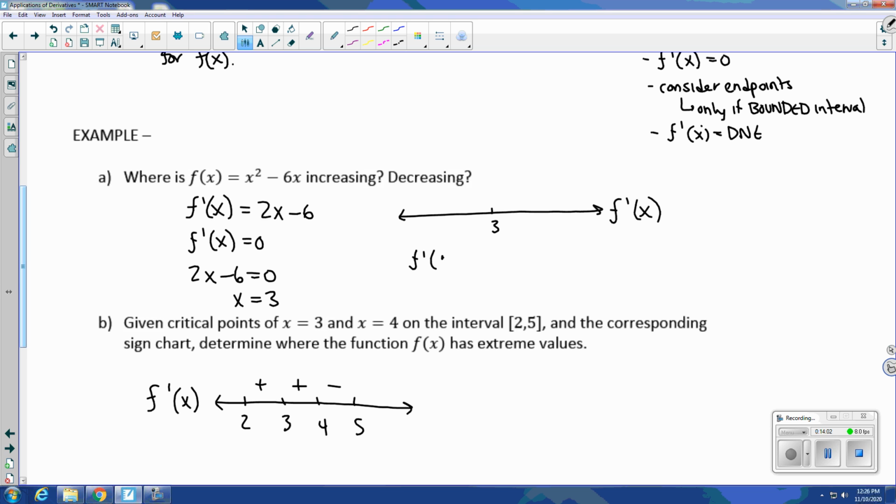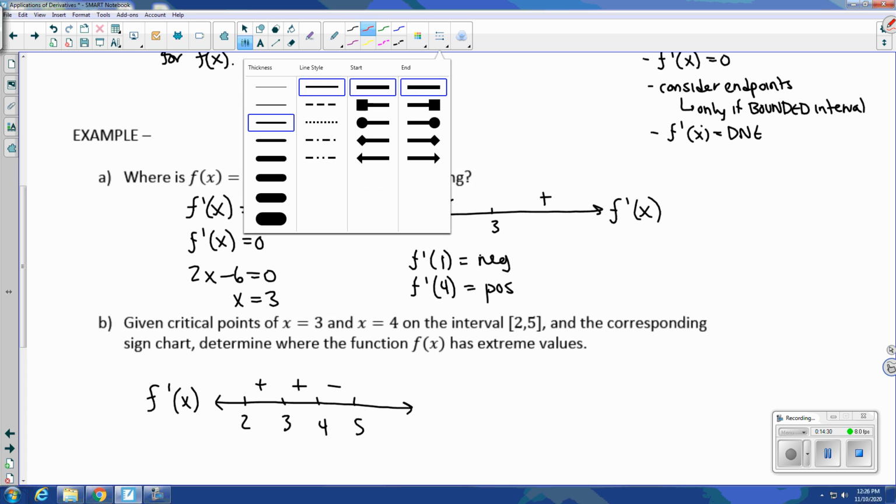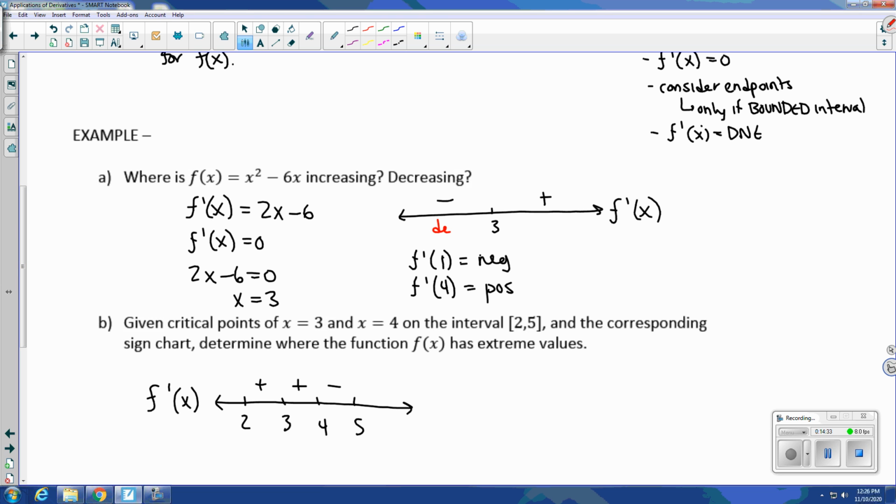So let's say I choose 1. When I plug 1 into my derivative, I get a negative number, which means the sign in that region of the sign chart is a minus. To get the sign in the other part, choose a number greater than 3, let's say 4, and that will get me a positive output. Again, all I care about is the sign because I'm making a sign chart. If the derivative is negative when x is less than 3, then I know the original function is decreasing on that interval. And if it's positive, I know it's increasing on this interval.